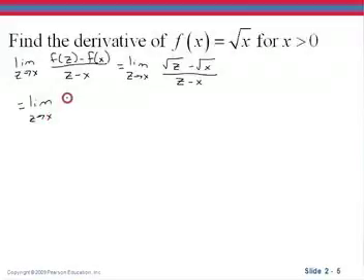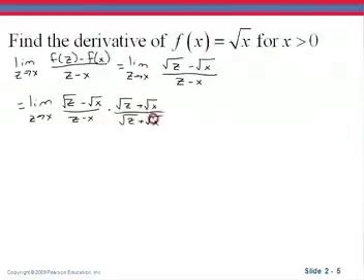So I'm going to take this limit of the square root of z minus the square root of x over z minus x, and I'm going to multiply top and bottom of this fraction by the conjugate, square root of z plus the square root of x divided by the square root of z plus the square root of x. Now the reason I can do that is since the top and bottom of this fraction is the same, this is actually a unit fraction, so this is equal to 1. So I'm actually not changing my fraction's value, I'm just changing its appearance.